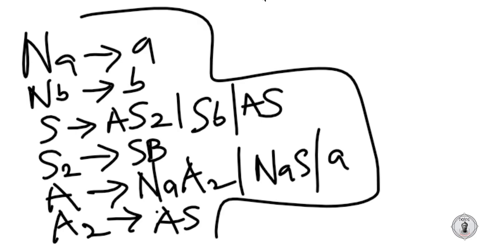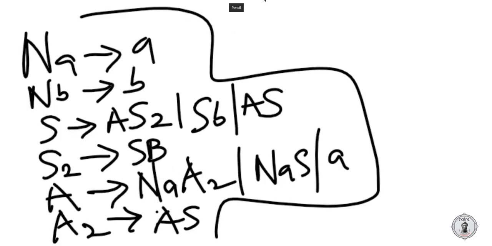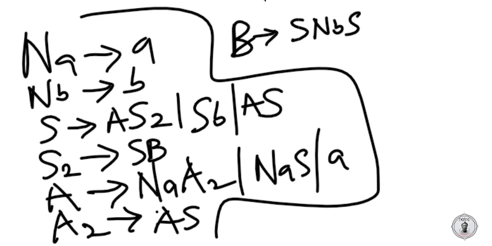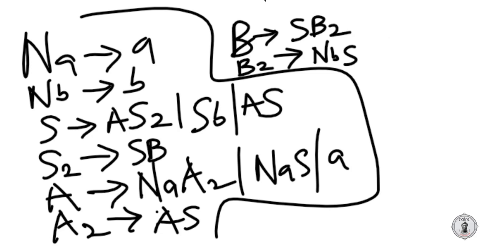Let me try and manage the space. So I have B producing S, NB, and S. So I have to find a way to break this guy into 2. So I'll copy everything from this second character and bring it into a new variable. So I can call this B2 and say NB S. Then I can replace this guy with B2. Then I can copy the data.